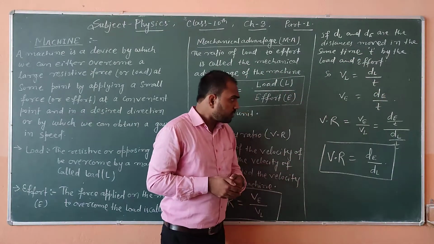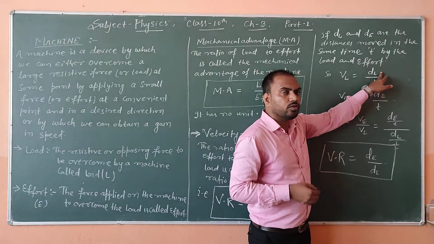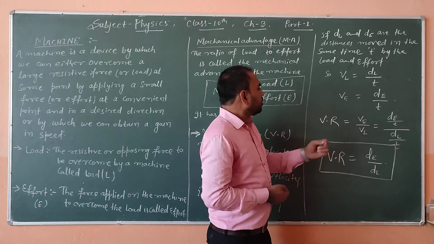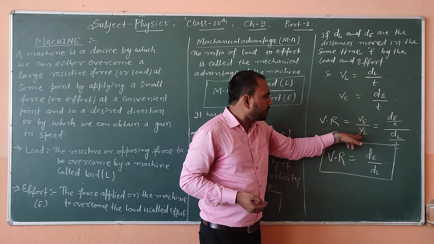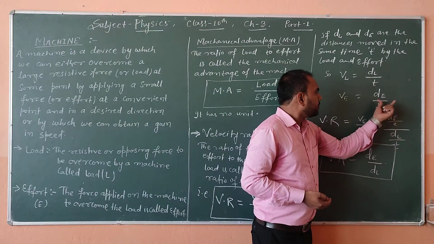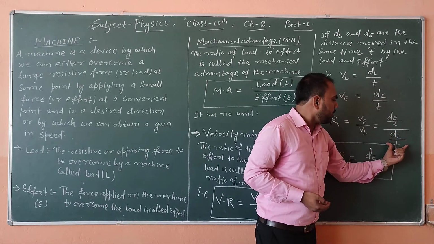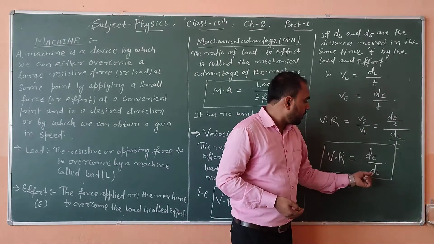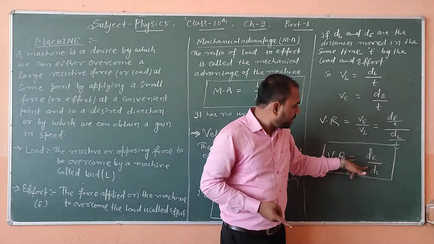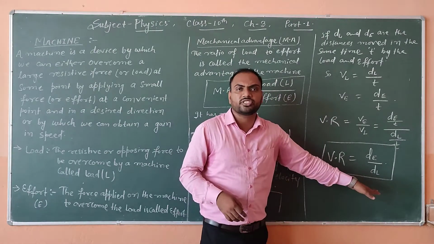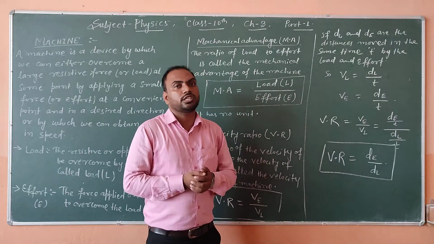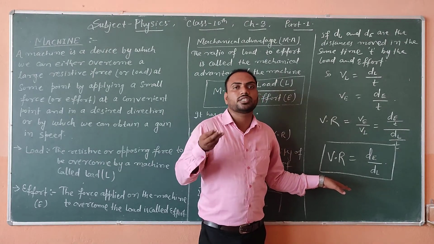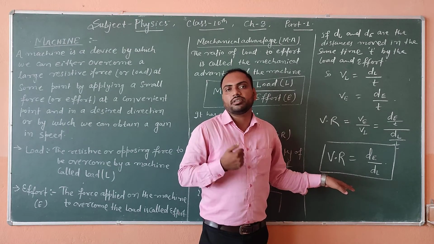So what will be the velocity of load? Velocity of load will be distance traveled by load upon time. Similarly, velocity of effort will be distance traveled by effort upon time. So the ratio will be dE upon T upon dl upon T. T and T will cancel out, and the remaining is velocity ratio equal to dE upon dl, meaning distance traveled by effort upon distance traveled by load. So the next definition is: the ratio of distance traveled by effort to distance traveled by load is called the velocity ratio of the machine.